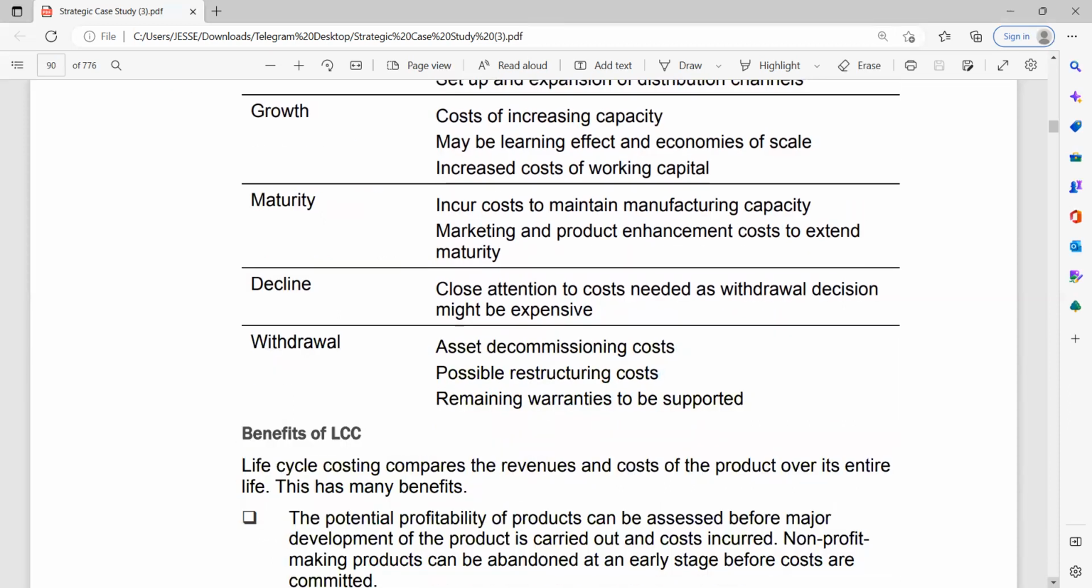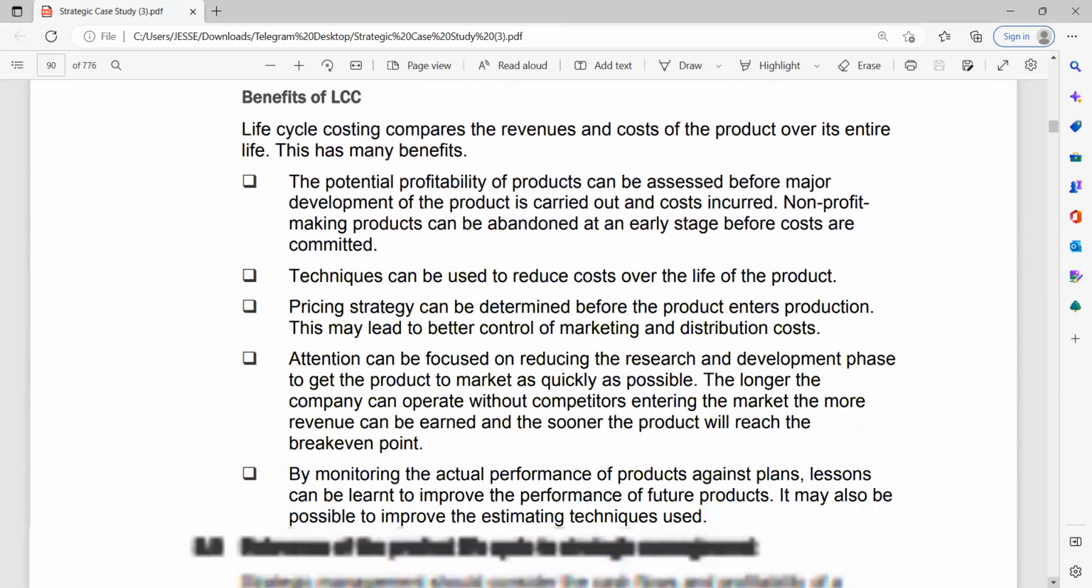Right. So then you have the withdrawal phase, where you do what we call asset decommissioning, right? Basically, what this means is that you are getting the product off the market. Just think about when a new project is being commissioned, right? Commission means to start. Asset decommissioning means to end the life of a product, take it off the market. So asset decommissioning costs, possible restructuring costs, and any remaining warranties to be supported. So these are the costs associated with each of these stages, which is very, very important to know.